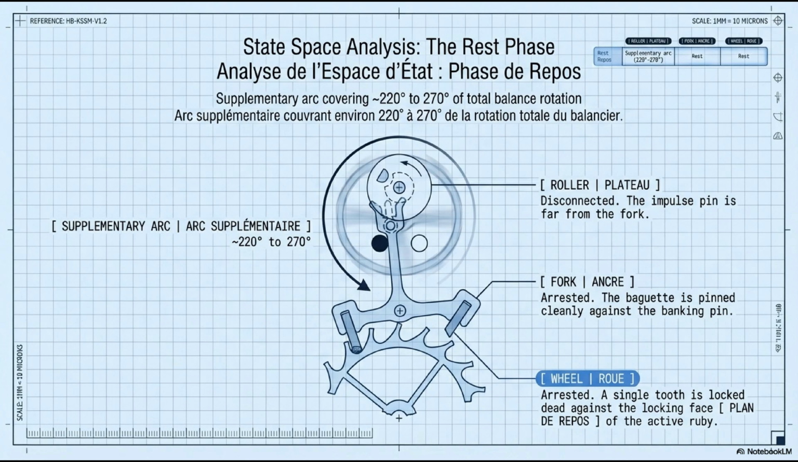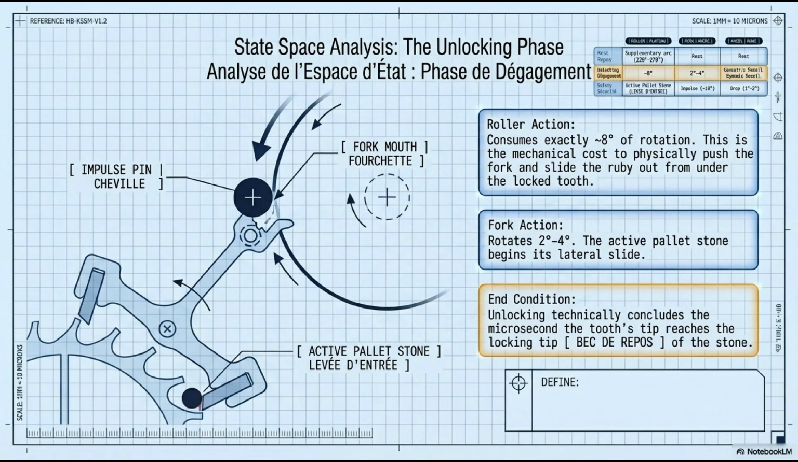During this entire rest state, the balance wheel's frequency is determined purely by its own physical properties, moment of inertia and hairspring stiffness. Nothing from the escapement interferes. This is mathematically perfect isochronism, and it's the physical foundation of the Class 3 advantage. Phase 2, unlocking, degagement. The balance has swung to maximum amplitude and is now returning. As it descends back through the dead point, the impulse pin approaches the fork mouth from the correct direction and begins to enter it. The active cycle begins.